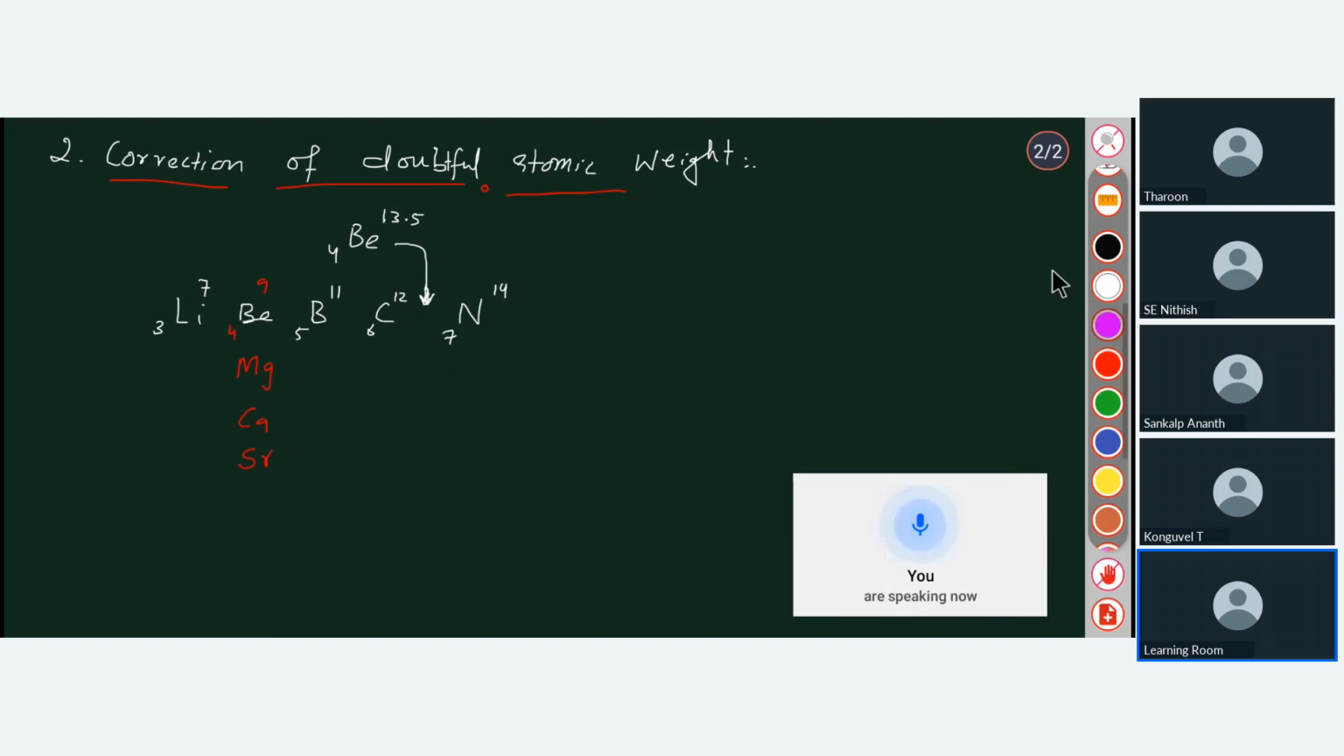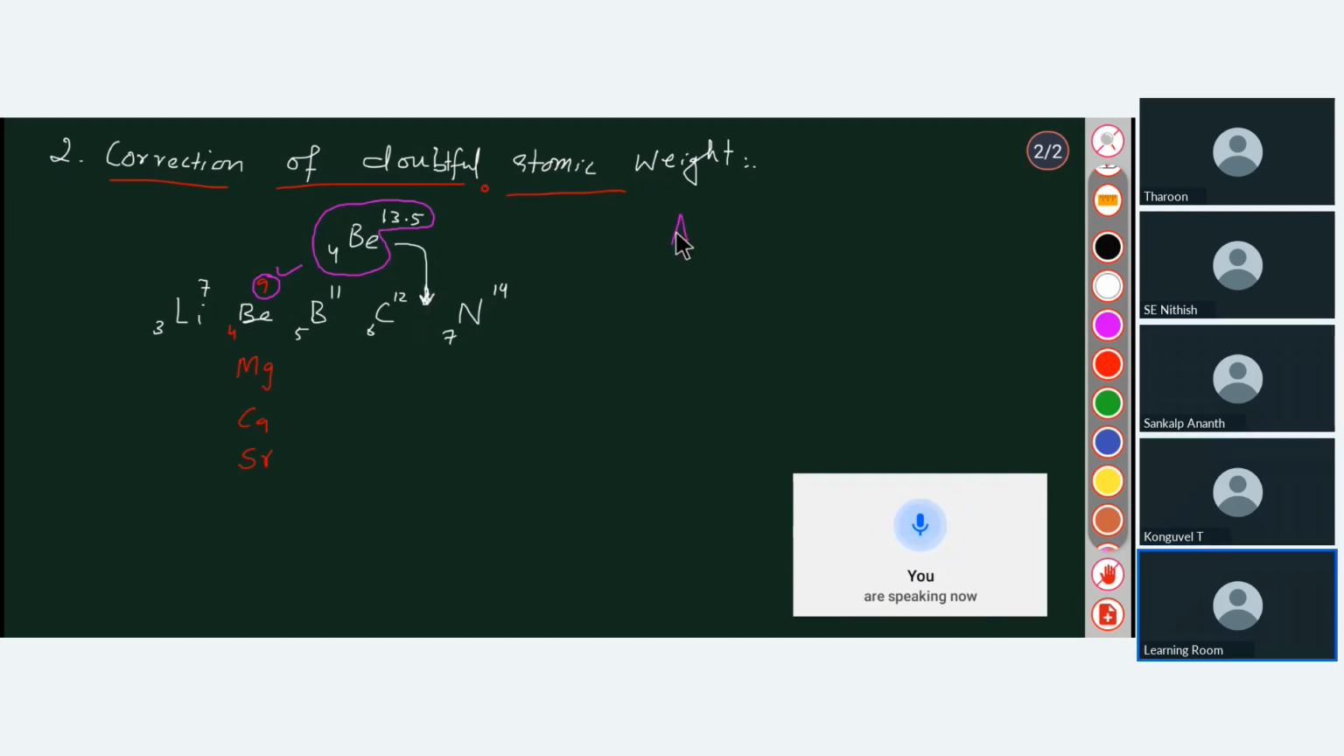Sir, in our textbook they gave beryllium as 9. It is 9, yeah, exactly. Beryllium mass is 9. Okay, I thought he put 9 and the correct one is 13.5. No, no, no. He took it as 9, and this 9 is the correct one. This 13.5 was actually told earlier, before Mendeleev. Okay, yes.